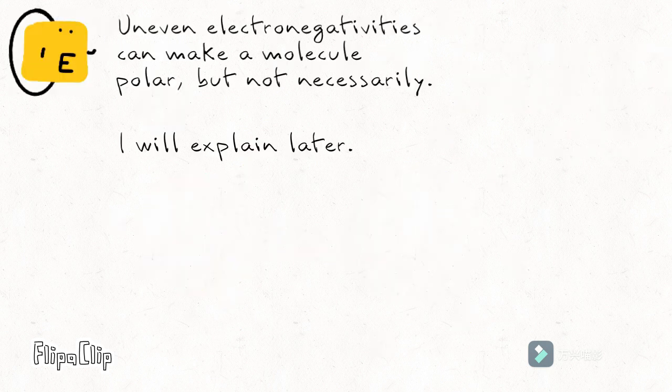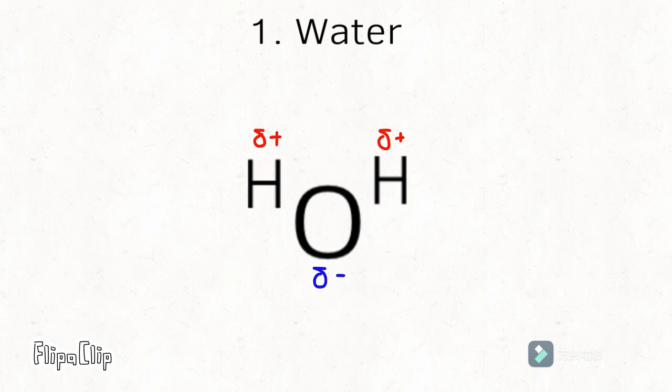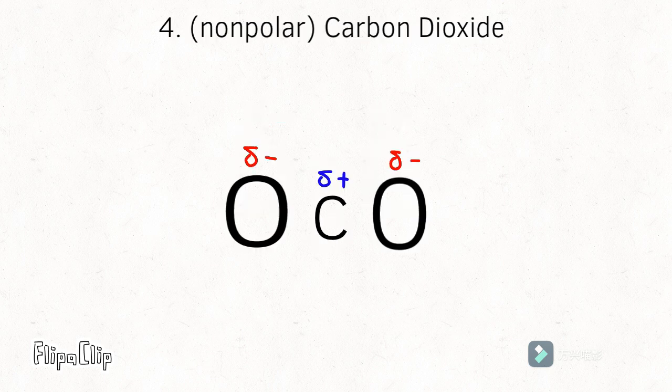When electronegativities are uneven in a molecule, the molecule is polar. This isn't the best I can do, but I will explain later. Common polar molecules include water, ammonia, and sulfur dioxide. These can be created naturally. Compare them to the nonpolar molecules, carbon dioxide, methane, etc.